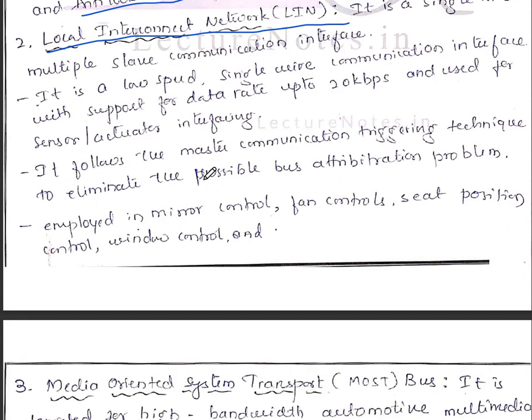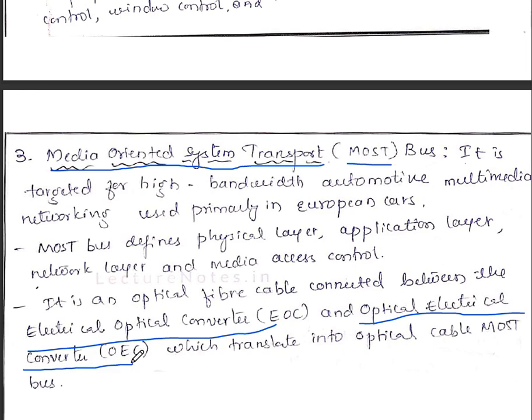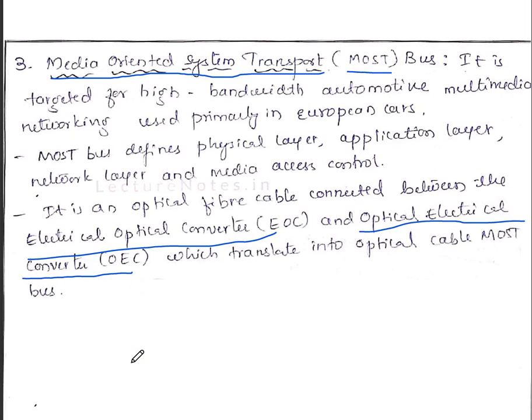The next one is Media Oriented System Transport, also called the MOST bus. It is targeted for high bandwidth automotive multimedia networking, and it is an optical fiber cable connected between the EOC, that is the electrical optical converter, and the OEC, the optical electrical converter, which translates the optical signal on the MOST bus.